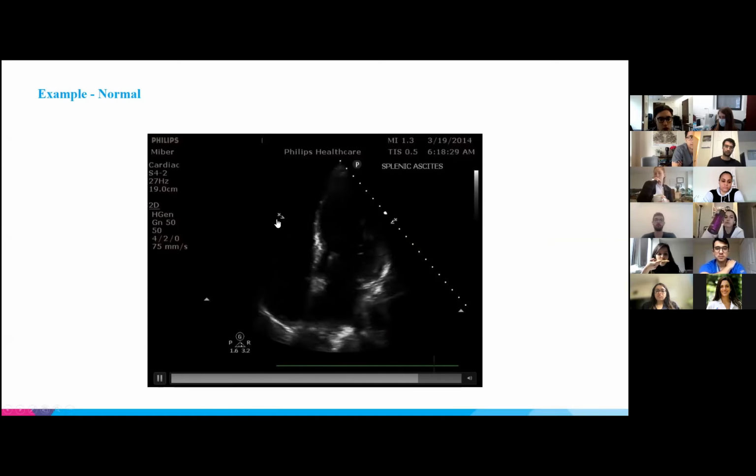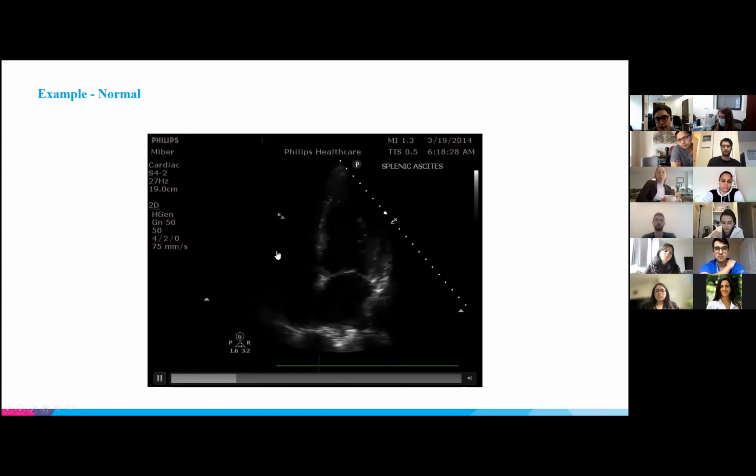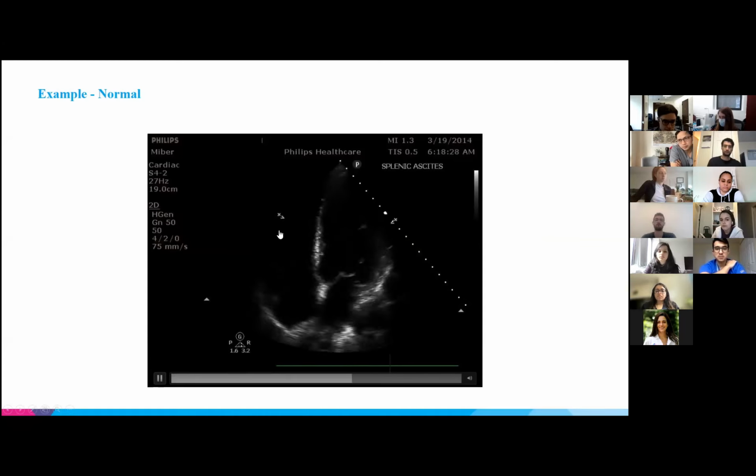And so if this is the wall here, then you would compare, okay, is this 2/3 the size or less? Is this bigger? Is this the same size? And I would say that this is an example of a normal RV, where the right ventricle is likely 2/3 the size of the left ventricle.